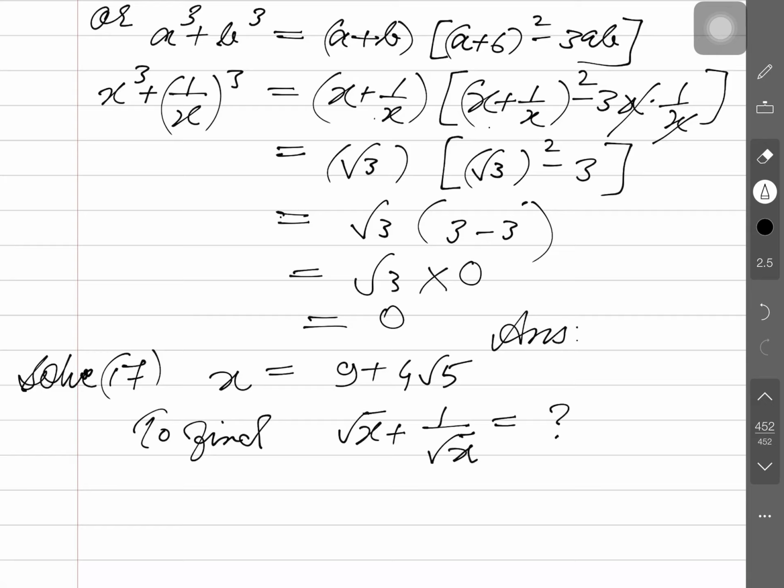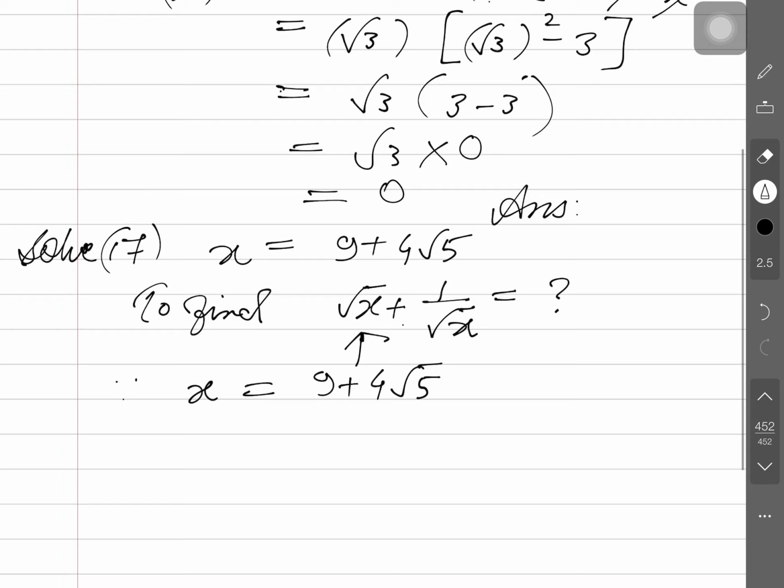You may see x is given. By using x, you are to find out root x first. Okay, so since x is 9 plus 4 root 5, clear? The x is 9 plus 4 root 5, and we are to find out 1 by root x. How can we do this? First, root x is to be found out.